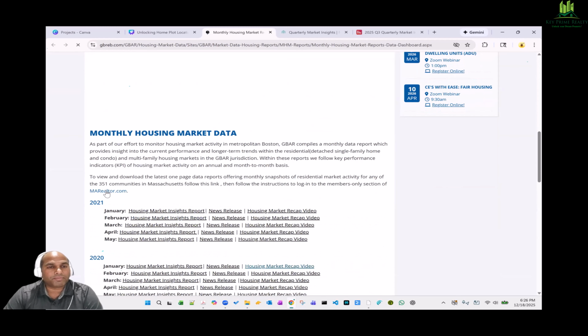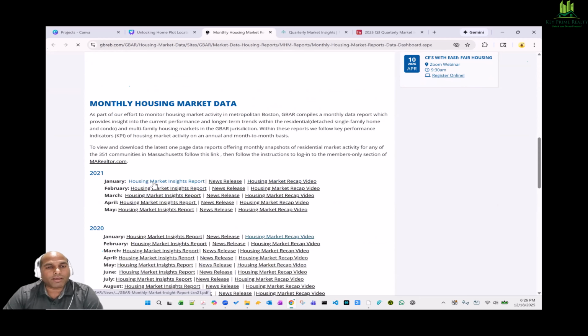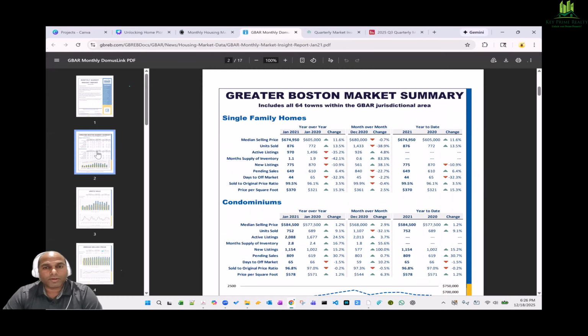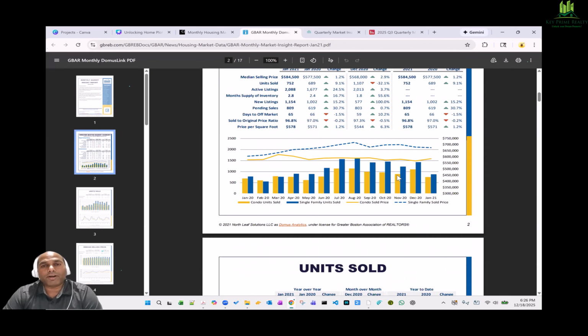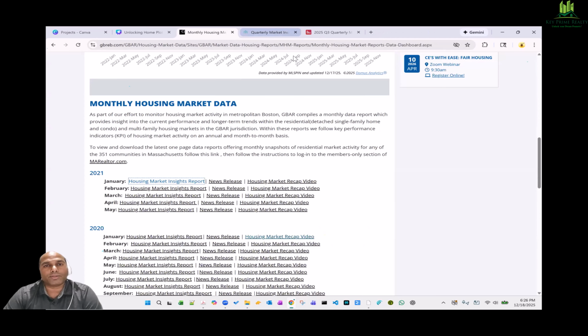Here we have similar. If you see the Insights report, I think they do: how the market is trending, how many listings have come on market, how many units are sold, active listings, months supply of inventory. So you do have housing reports from the Greater Boston Real Estate Board. So that is also useful.